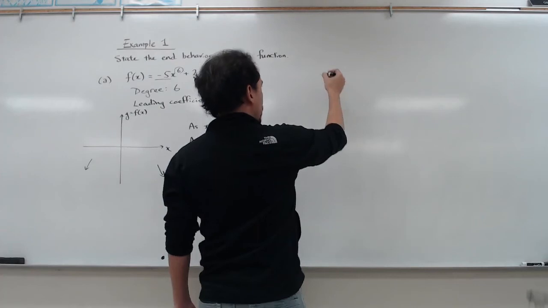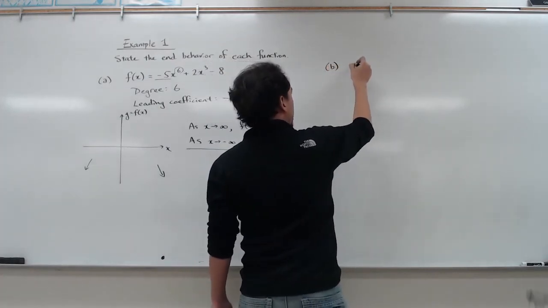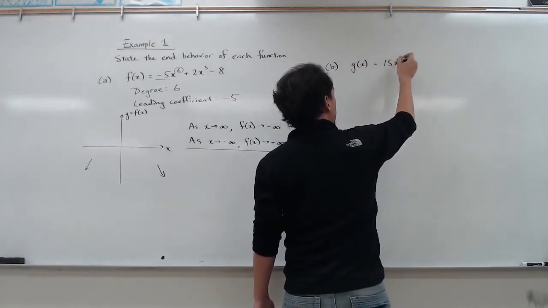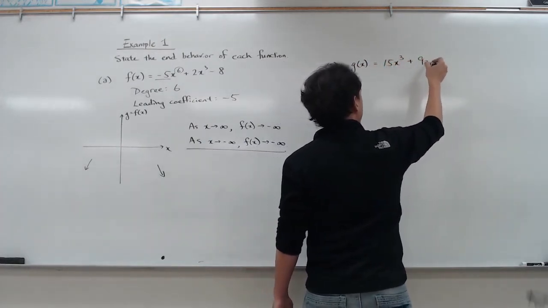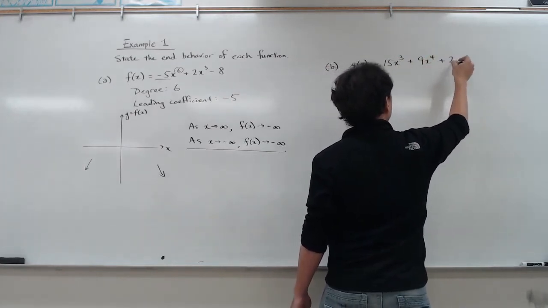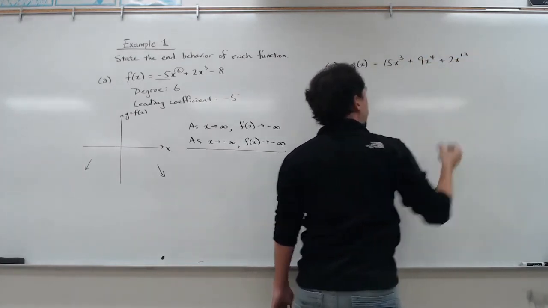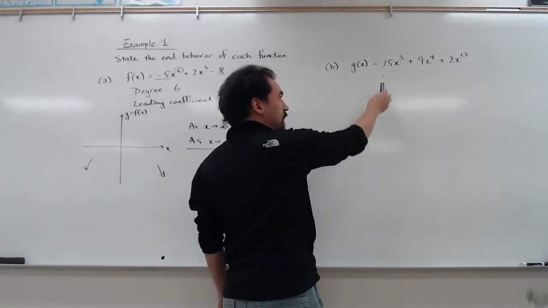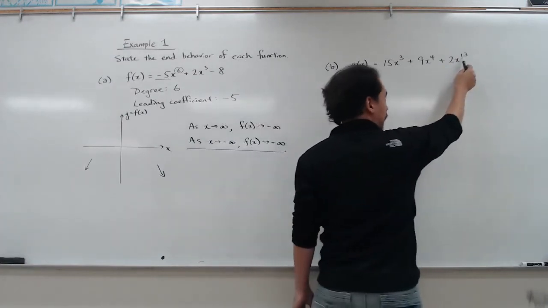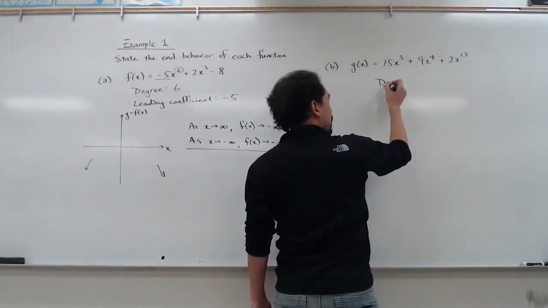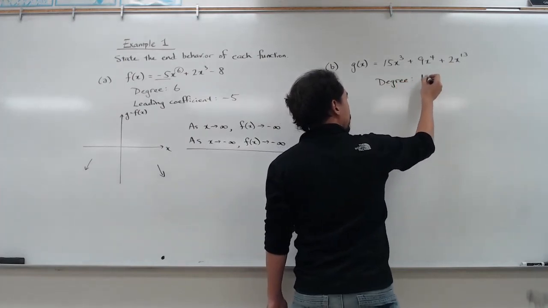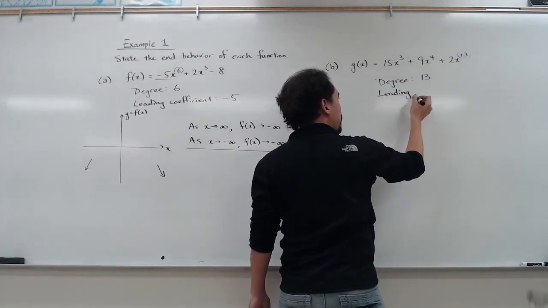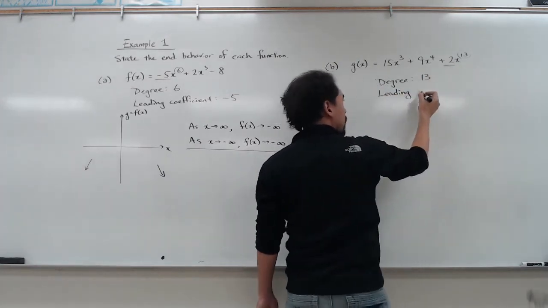Let's do part B. Let's say g of x is equal to 15x cubed plus 9x to the 4th plus 2x to the 13th power. But don't be fooled. The highest power of x doesn't have to be written in front. It's still the highest power of x. So in this case, the degree is 13, the highest power of x, which means the leading coefficient is going to be the coefficient on the x to the 13, so that's the 2.